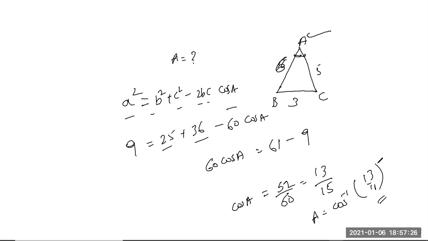When they have given only the three sides and no angle, and ask you to find any angle, use cosine rule, that's it. Also if they give you two sides and the included angle, then you also use cosine rule. Otherwise, if they give you two sides and one angle, or two angles and one side, you can use sine rule. So this is about cosine rule.